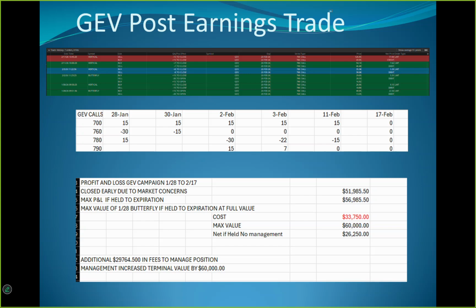Now, what if I had just left the butterfly alone and had it manage the butterfly? Then I would have paid $33,750 and got paid $60,000, and would have only had a net of $26,250. So there's nothing wrong. I would have been very happy if I kept that to expiration and I won and I got $26,250.